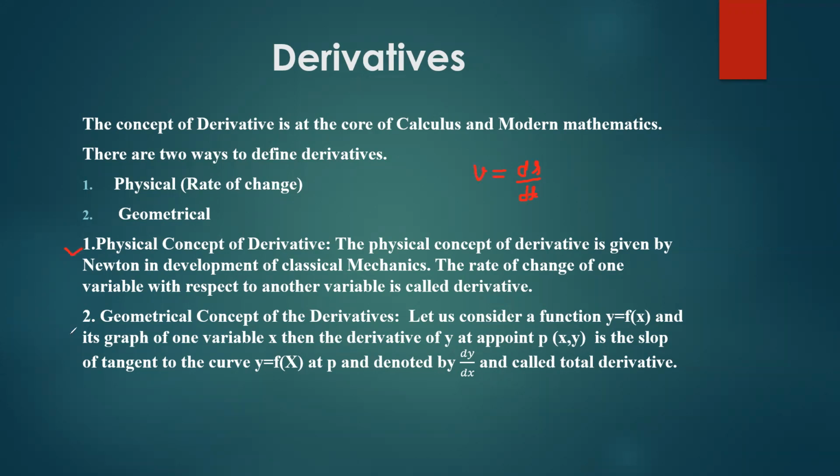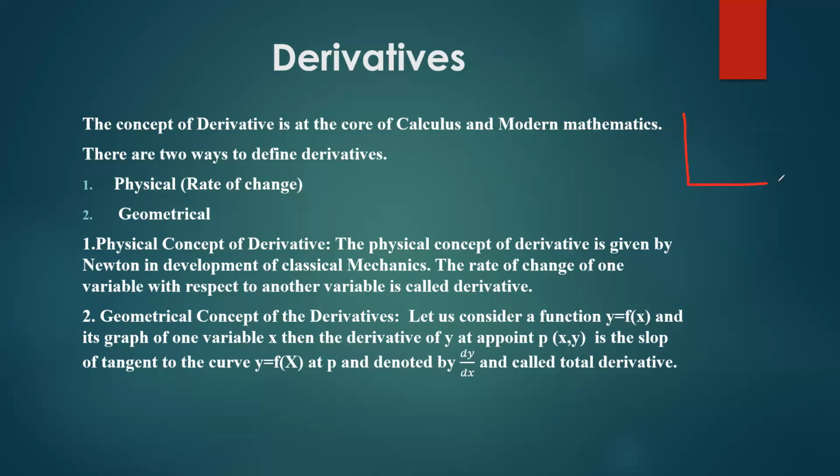Okay, now we go for the geometrical concept of derivatives. Let us consider the function y equal to f(x) and its graph of one variable x. Then the derivative of y at a point P is the slope of the tangent to the curve y equal to f(x) at P, and it is denoted by dy by dx and called total derivative. You can understand it like that.